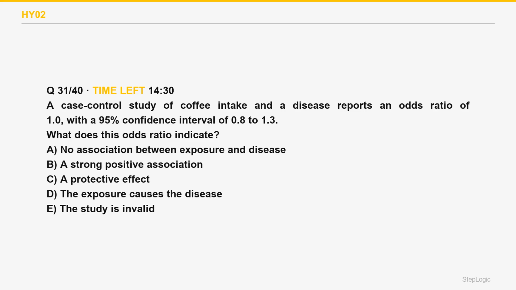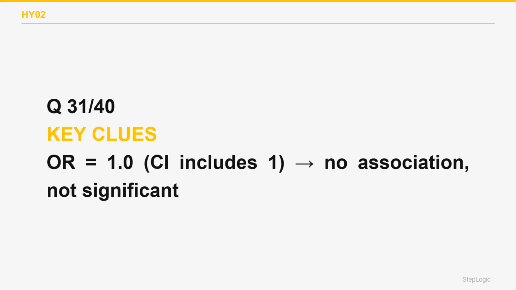Read the command: the meaning of an OR of 1.0. 1 is the null value, no association. An odds ratio of exactly 1.0 is the null value. The odds of exposure are the same in cases and controls, so there is no association between coffee and the disease. The confidence interval 0.8 to 1.3 also spans 1, confirming the result is not statistically significant.